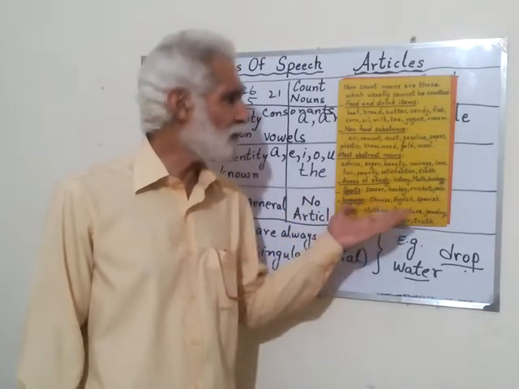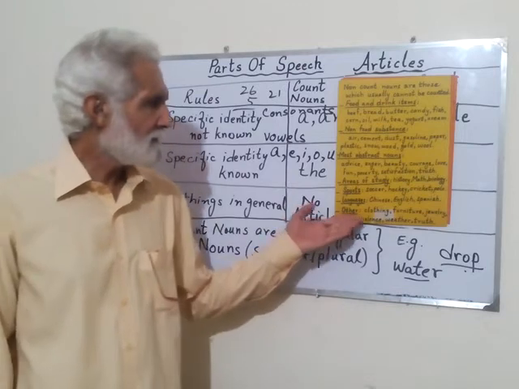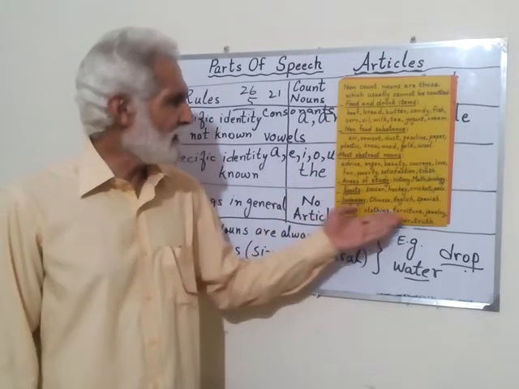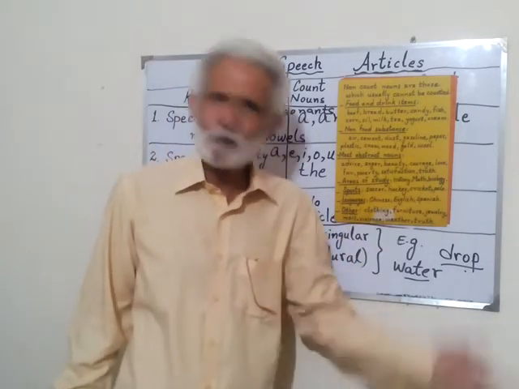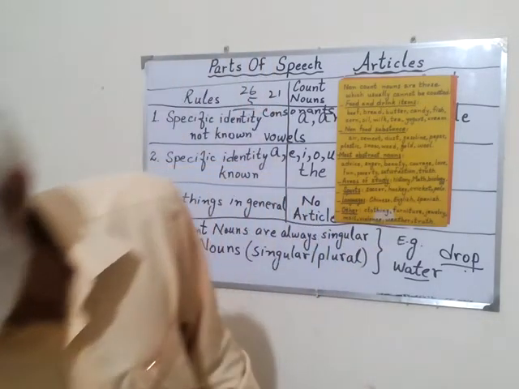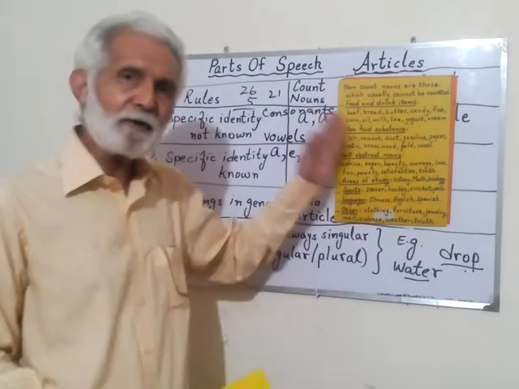Languages: Chinese, you cannot count languages. Chinese, English, Spanish, and others. Clothing, furniture, jewelry, mail, violence, weather, truth. So you can't count these things. These are non-count. So I have given you examples of many non-countable nouns.